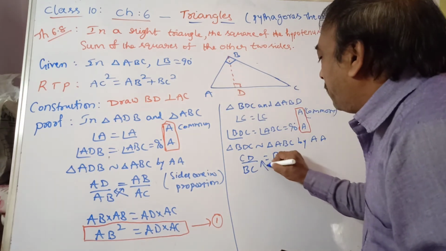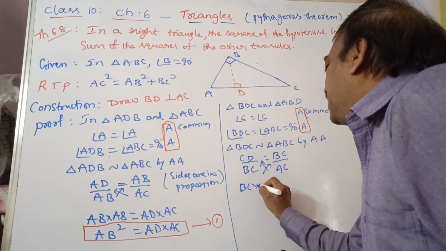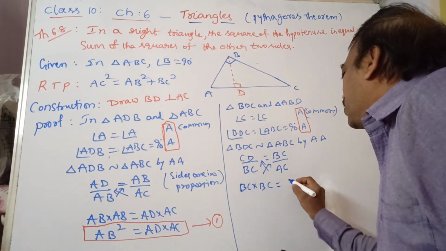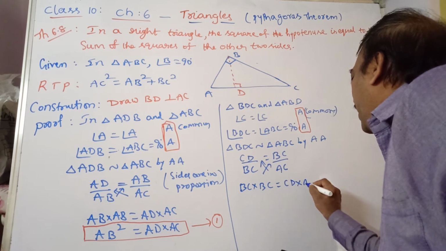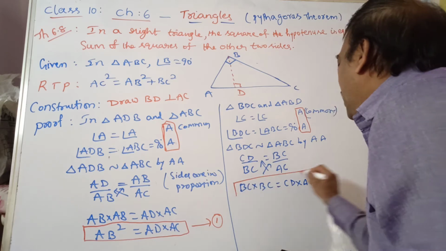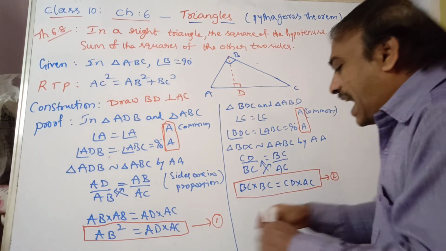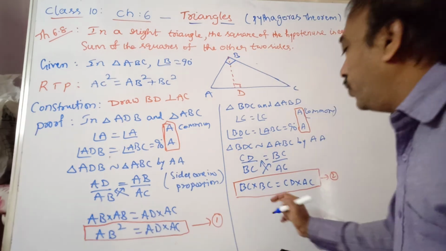Again here, cross multiplication: BC into BC is equal to CD into AC. Let this be equation 2. By adding equation 1 and 2, when we add equation 1 and 2, the LHS we will add and the RHS we will add.